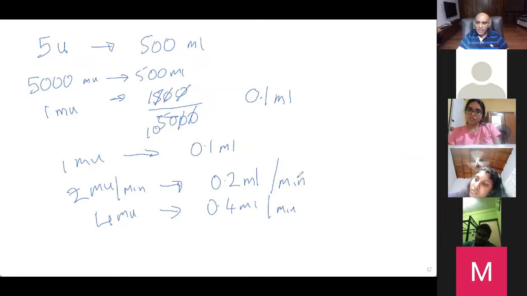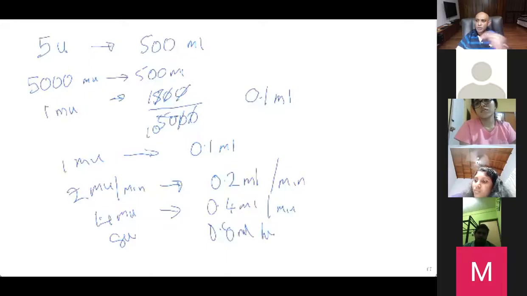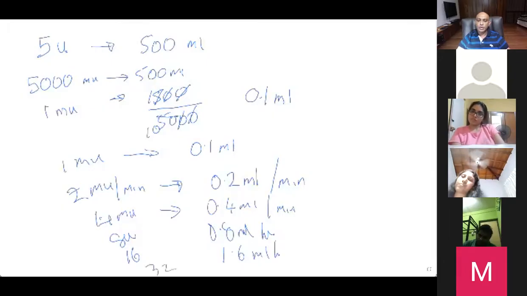Now we cannot give this using a drip because we do not have drips that can give 0.2 ml per minute to a patient. That is only possible if we have a syringe pump. So with a syringe pump, we can start with 2 milliunits per minute. To increase, we can go to 0.4 ml per minute. For 8 milliunits, you give 0.8 ml per minute. For 16, you give 1.6 ml per minute. And for 32, you give 3.2 ml per minute. Is that clear, children? So this is if you are going to use a syringe pump.